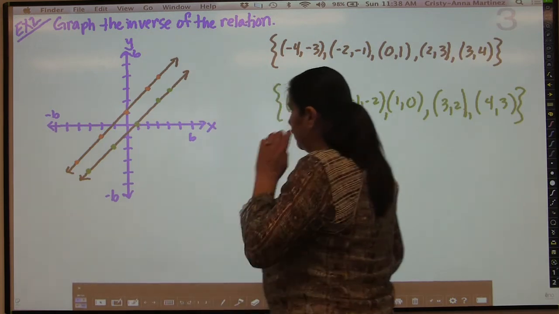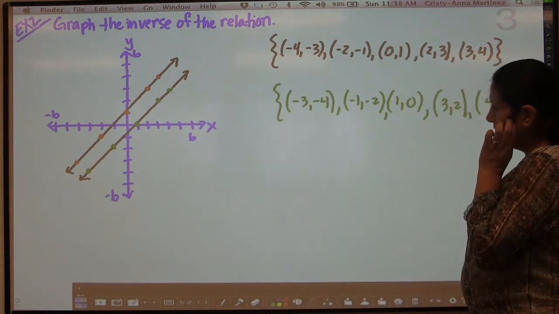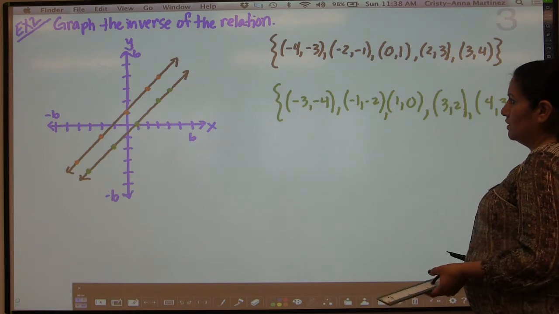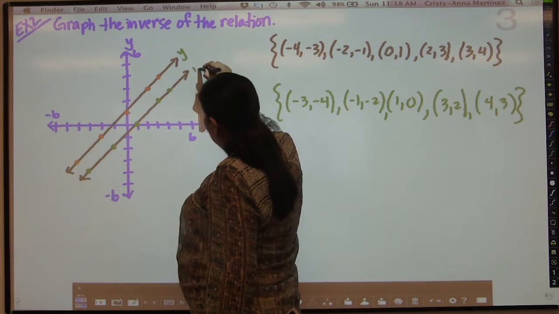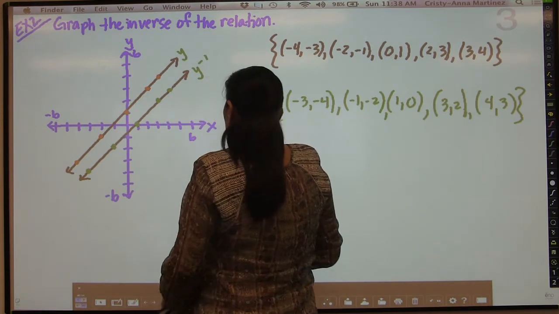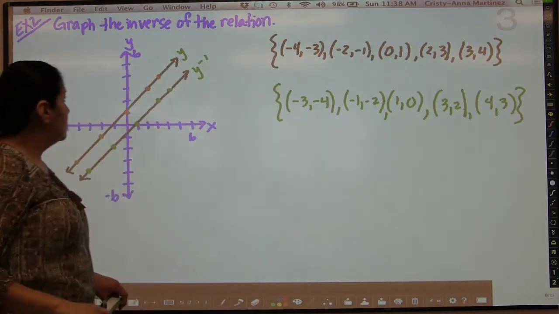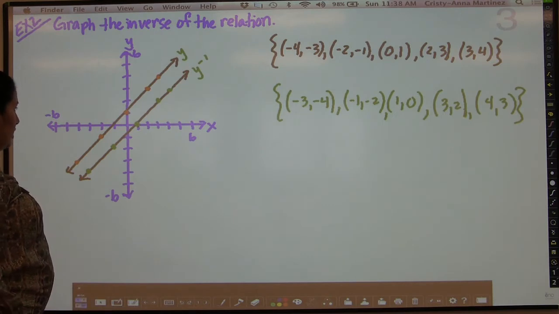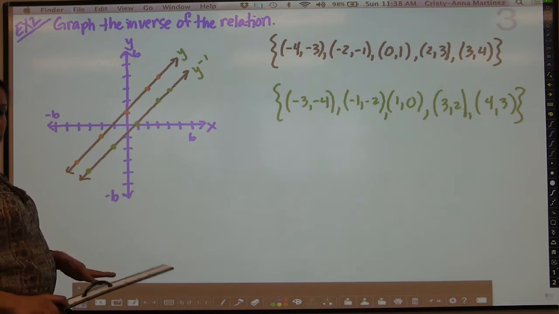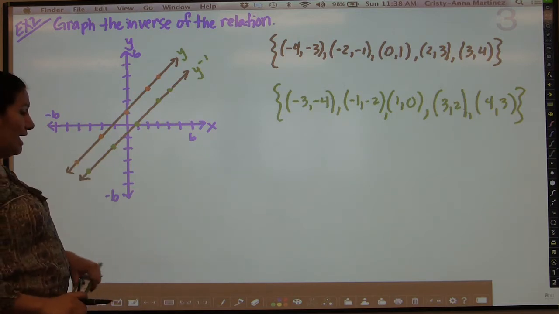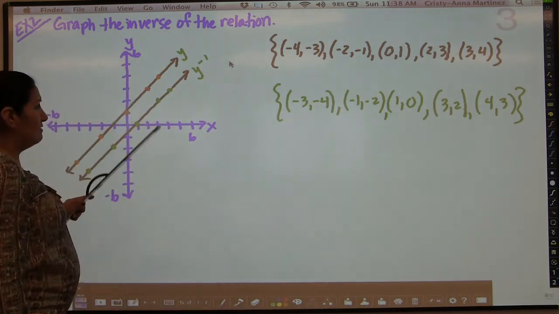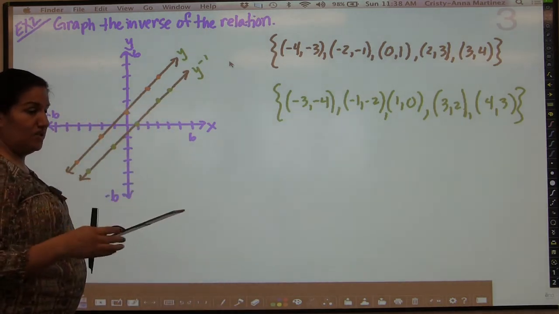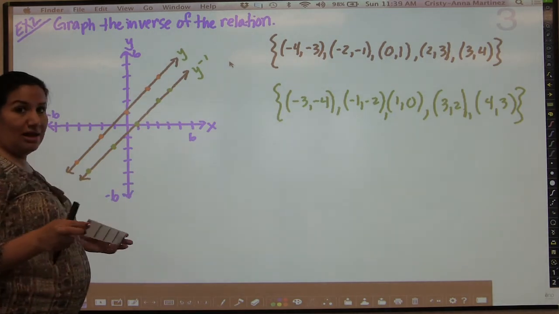Okay, so there's my graph, and so now I've graphed the inverse. So this function here is y, and this is y inverse. And we'll talk about that in a second. So basically, one of the things that I wanted to show you is that when you graph a function and its inverse together on the same set of coordinate axes, you should always have that the two graphs will be mirror images of each other when you draw the line y equals x.